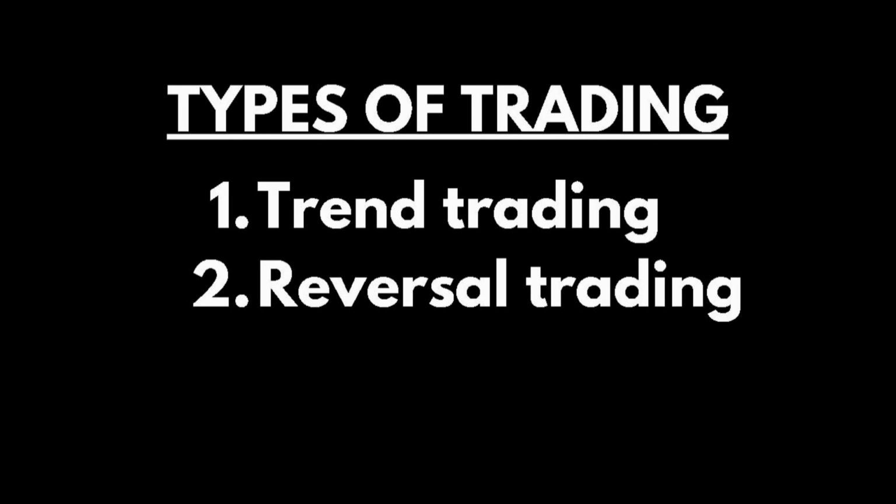So let's get started. Price action trading can only be done in these two types of trading. Number one is trend trading, number two is reversal trading. Trend trading is basically trading with the trend. For example, if the current market trend is going upside, there is an uptrend going on, you will trade with the uptrend. That means you will look for buying opportunities in the market, and if the trend is going down, there is a downtrend in the market, you will look for selling opportunities in the market. That is what trend trading is.